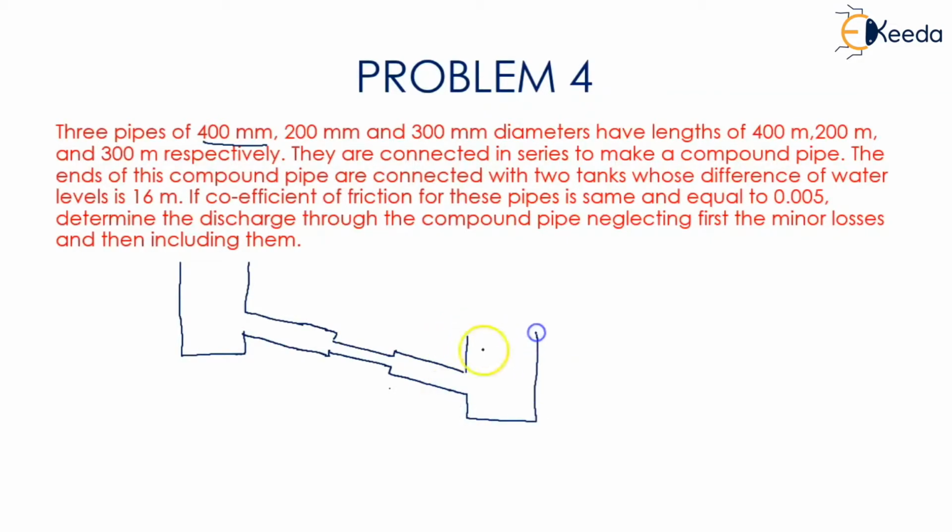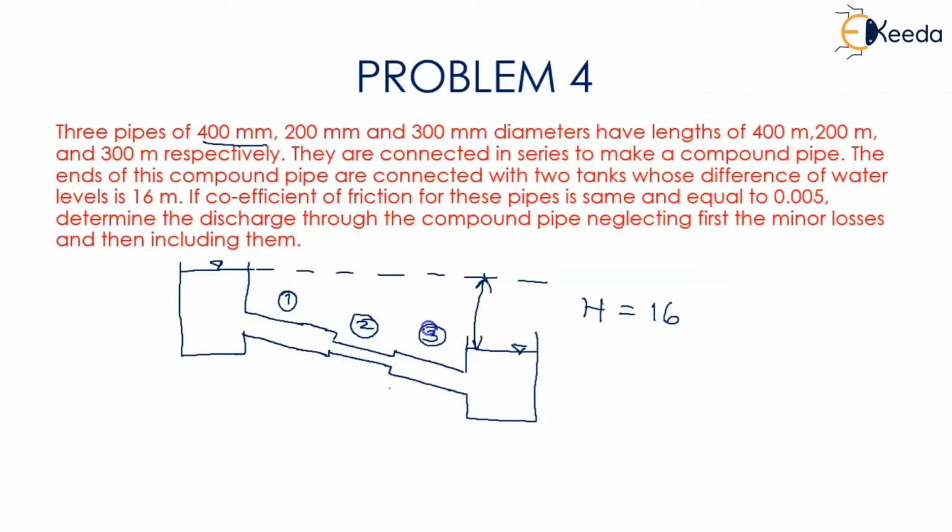The difference in the height of these two reservoirs is given to us and it is 16 meters. So the total head loss which is given to us is H is equal to 16. This is pipe 1, this is pipe 2, this is pipe 3.